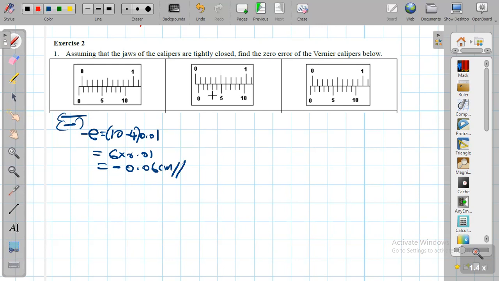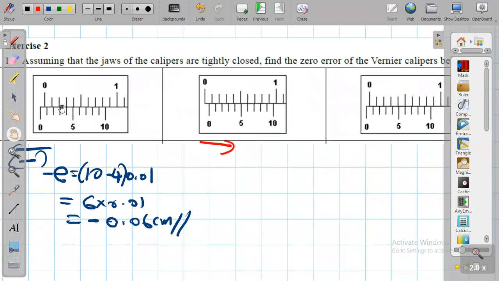Okay, here it's a positive one because the dial is moved to the right hand side. So which line is coincided over there? Let's magnify and see. This line, that means the 6th line is coincided. It's a positive error, and it's n times the least count. N is 6 multiplied by 0.01. The answer is the same as previous, 0.06 centimeter. The only difference is this one is positive. Error equals positive.